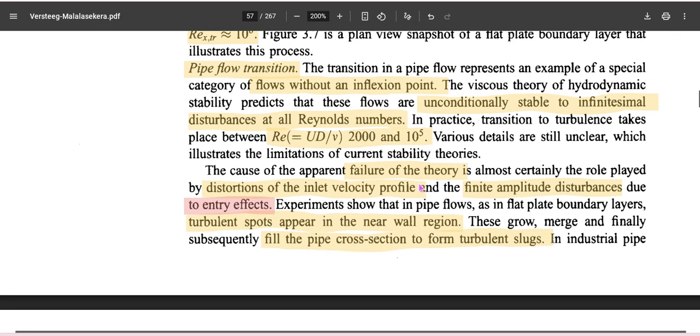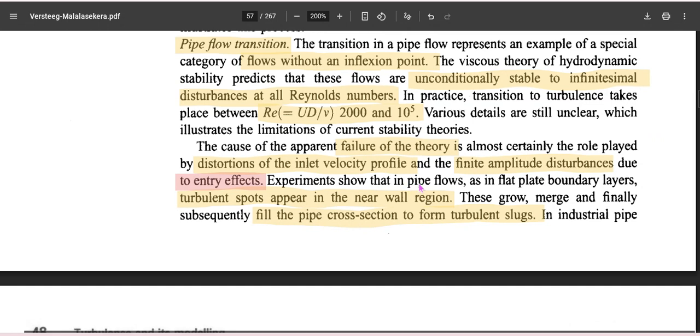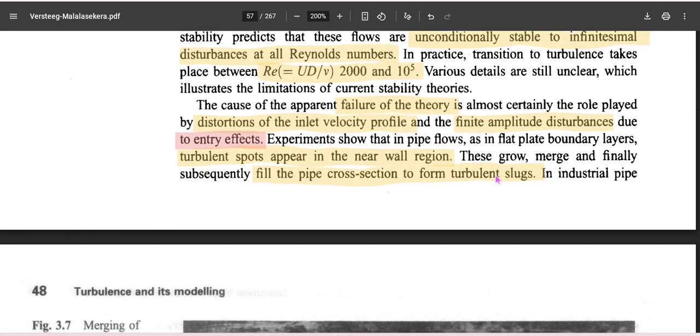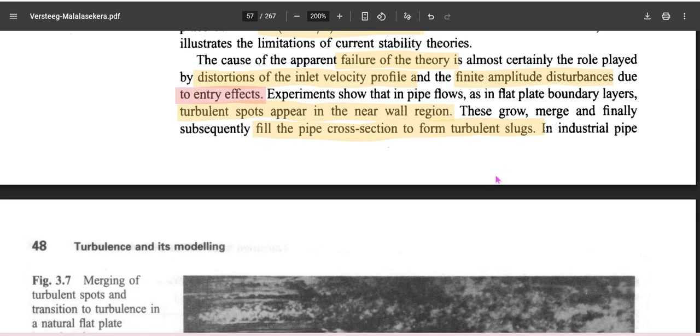One of the failures of the theory, mainly in understanding the reason, is related to the initial uncertainty in the entry effect. That is because of distortions in the initial velocity profile, and also not a small disturbance but a finite amplitude disturbance occurs at the entrance. Because of this, there occurs some turbulent spot in the near wall region. While going up, a kind of turbulent slug forms across the cross section of the pipe.